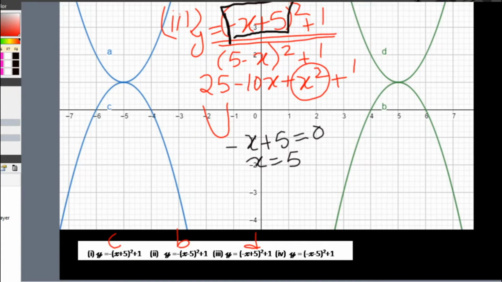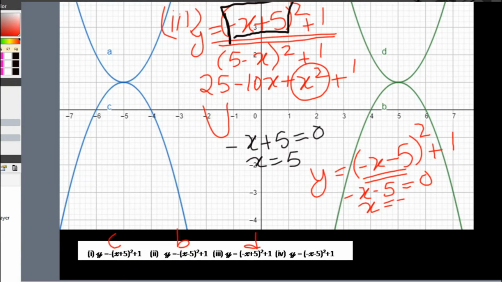And similarly for the last one, we have y is equals to (minus x minus 5) whole square plus 1. Again, since the negative of x has the square on it, it will become positive x square. So the graph will be a U-shaped graph. Equate this to 0, minus x minus 5 is equals to 0. So x is equals to minus 5. The graph will move 5 units to the left and then 1 unit up. So that is figure A for part 4.